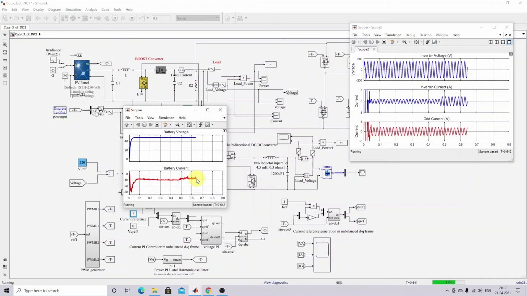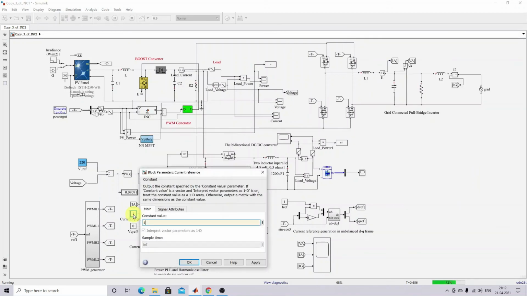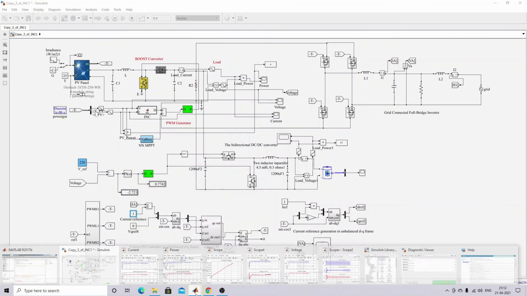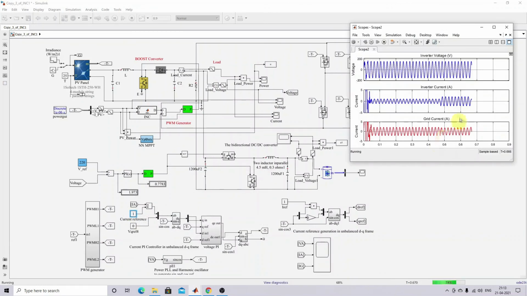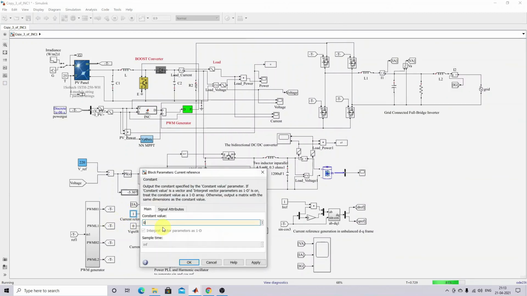Once again, I'm going to decrease the current here. Now you can see the variation. Because of decreasing current, what happened? The inverter current is decreasing, and the grid current is increasing, right? And here you can see that the voltage is maintained at around 110 volt RMS. Once again, I am decreasing the current to 0.5.